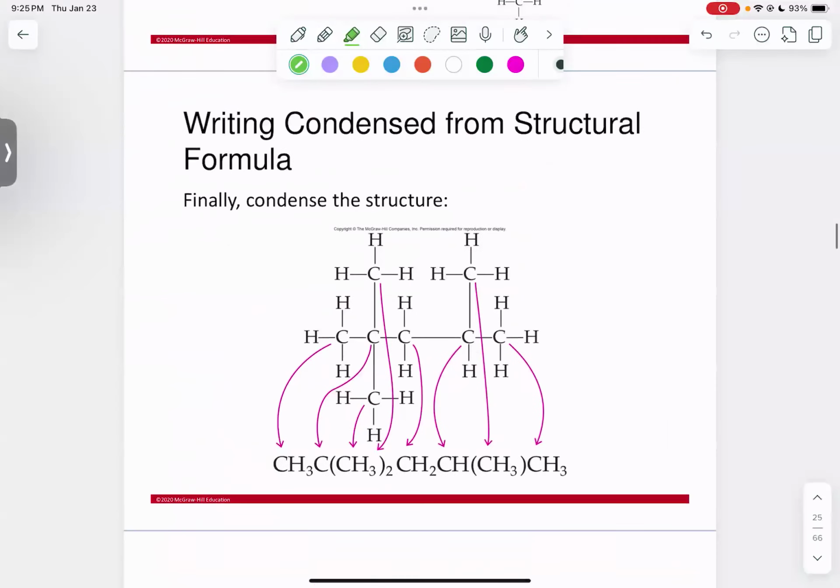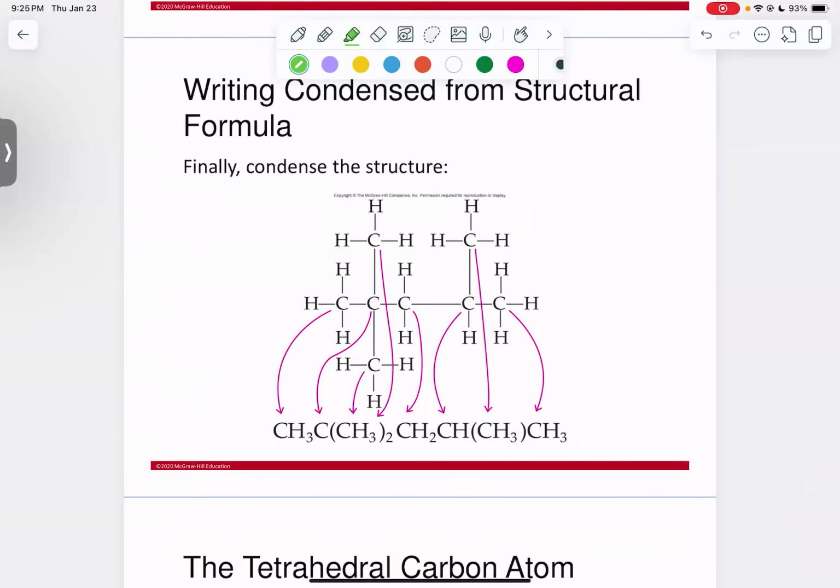All right. Then you also have to be able to draw the condensed formula. And it's kind of hard, I think, to go from this structure to the condensed.